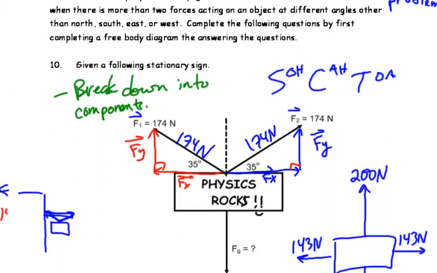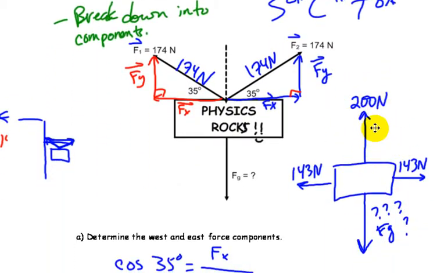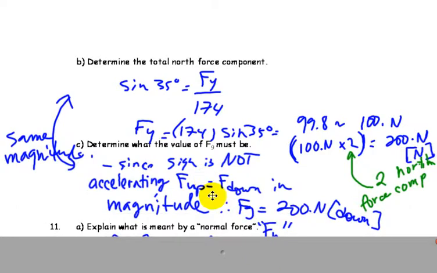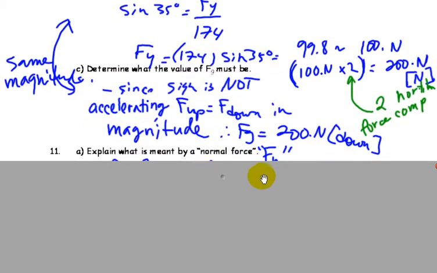So if we look back here, the total north force is 200 newtons. These ones cancel out, so you can see what the downward force must be because this hanging sign is not moving. It's just hanging there, so that'll help you indicate what that is. Since it's not accelerating up or down or sideways, the force up must equal the force down, so it must be 200 newtons downwards.